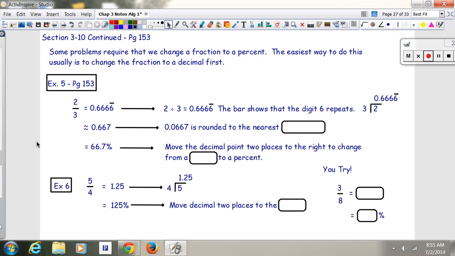2/3 means 2 divided by 3, because that's what that line in a fraction means, division. Divide those, you get 0.66 with a bar on it, which is approximately 0.667, rounded to the nearest thousandth. Then you can now move the decimal 2 places, and you get your percent, 66.7%. Move the decimal point 2 places to the right to change from a decimal to a percent. So we took the fraction, made it a decimal, took the decimal, made it a percent.